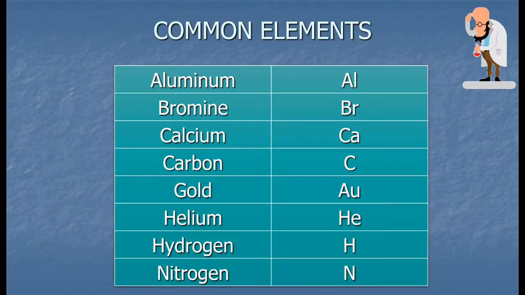We will be learning about basic common elements here like aluminium. You have bromine, calcium, carbon, gold, helium, hydrogen, nitrogen. So these are a few elements and there are symbols given to you. Let's understand the types of elements and how we are going to classify them. Okay.